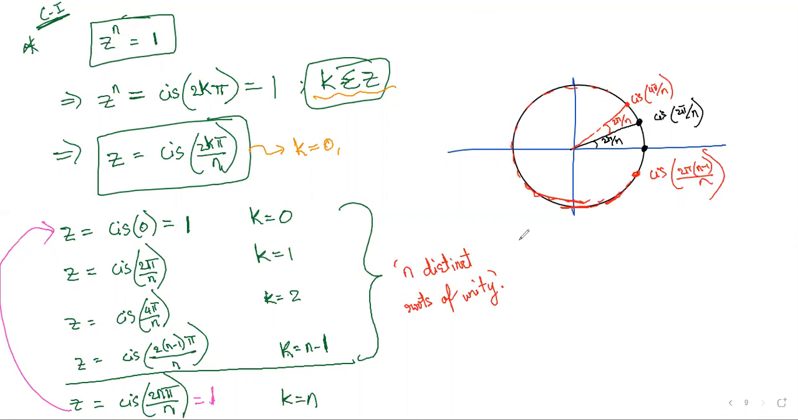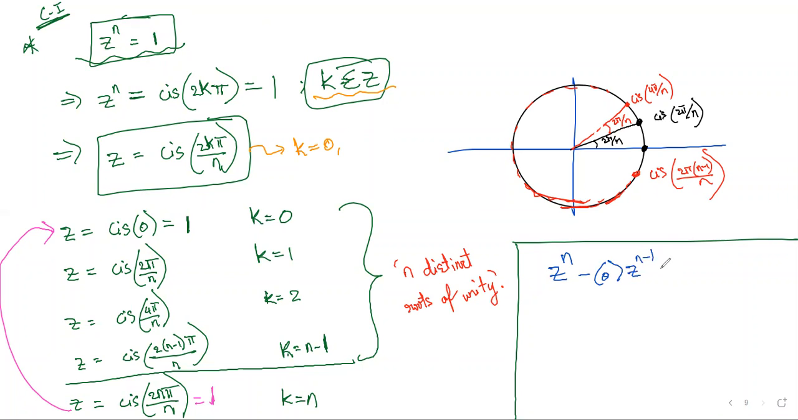So that is important. And there are two more important points to consider here. Whenever I say z power n is equal to 1, the sum of roots will always be 0. Because this is a polynomial, z power n minus 0 times z power n minus 1 plus so on, minus 1 is equal to 0. What is the sum of roots? Sum of roots is always calculated using this coefficient. Therefore, the sum of all these roots will always be 0. So that is the first point.